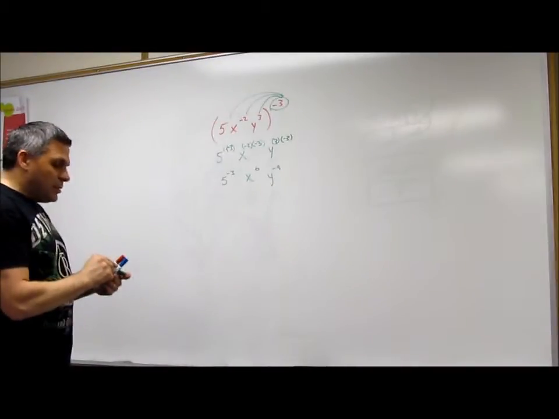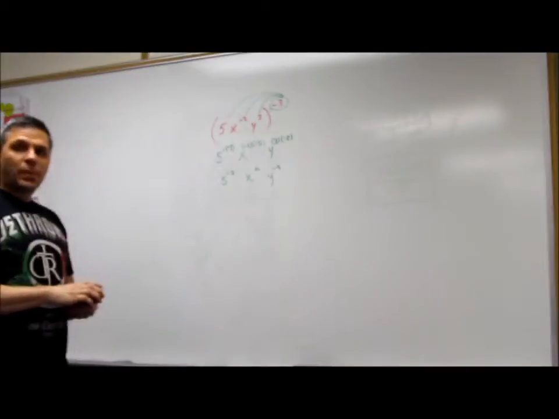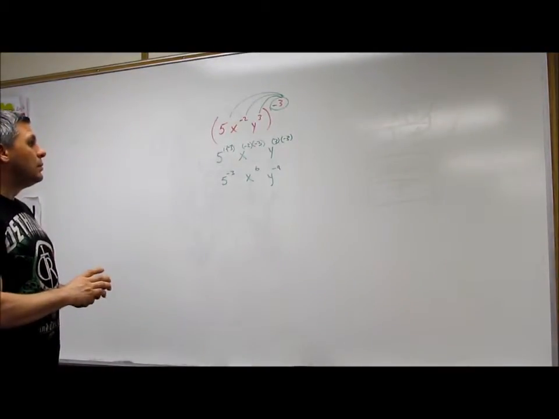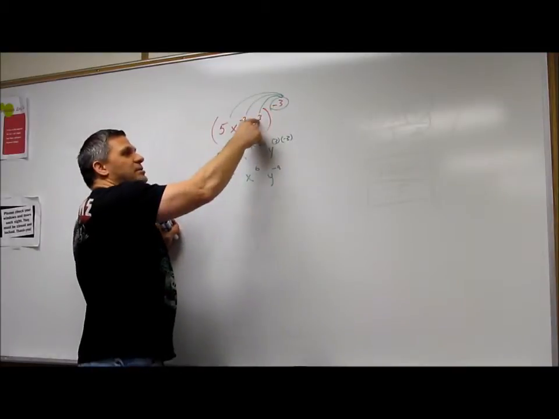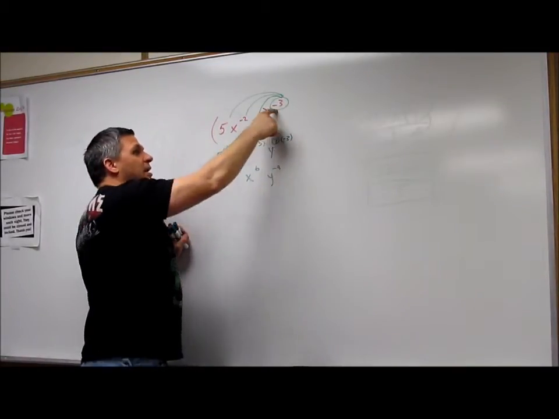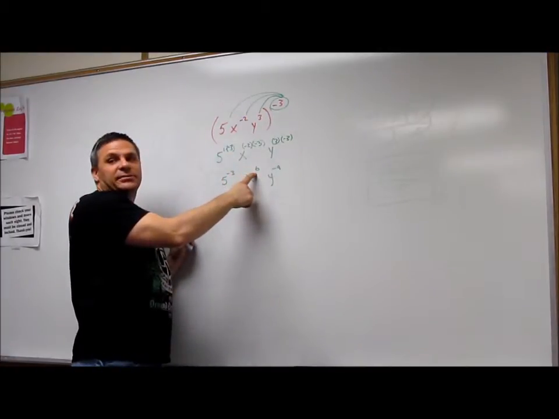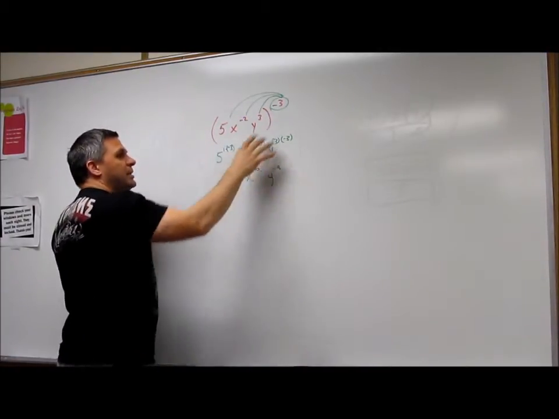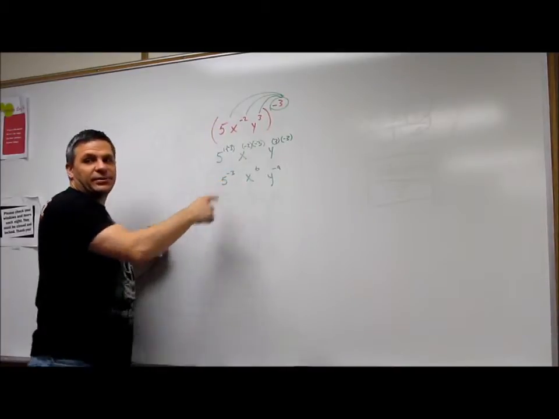Okay? How did y3 turn into a negative? Because negative times a positive is a negative, and a negative times a negative is a positive. So that's what happened with these. A negative times a positive is a negative.